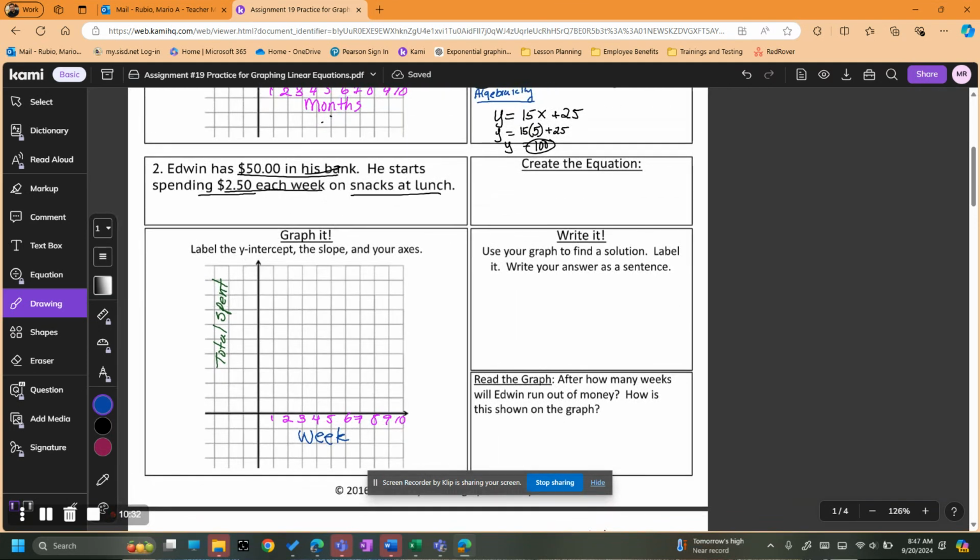Okay. So let's identify. I told you I wanted you to identify the y-intercept. So in this case, his starting point is his bank account. So the y-intercept is going to be 50. Our slope is that he spent $2.50 a week. Now, when you spend money, is it a positive or a negative in your bank account? You're taking money out, so it's a negative. So our slope is negative 2.5.